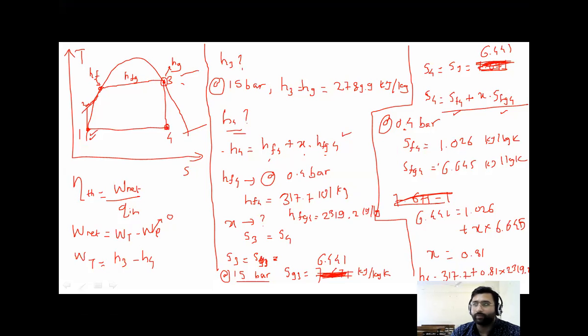Calculate H4. Once again, I will write this equation here: 317.7 plus 0.81 into 2319.2. So calculate this H4. It comes to 2196.25 or 49.